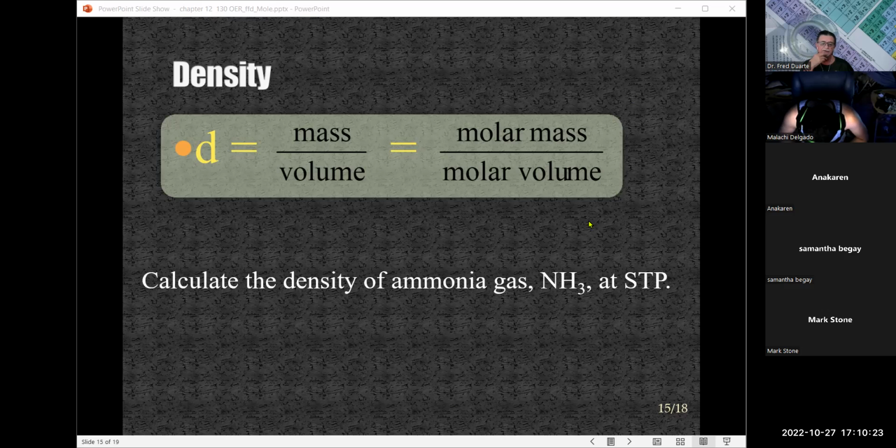Well, we can also do this with gases at STP, only at STP, because we don't have to measure anything. We know the molar mass of the gas that you're working with, and we know the molar volume, which is 22.4 liters. So we can calculate the density of ammonia gas at STP, because the molar mass of ammonia is 17.04 grams per mole, and the molar volume for any gas at STP is 22.4 liters per mole. So when you do that, units cancel out, you end up with units of grams per liter, which is a density unit, okay?